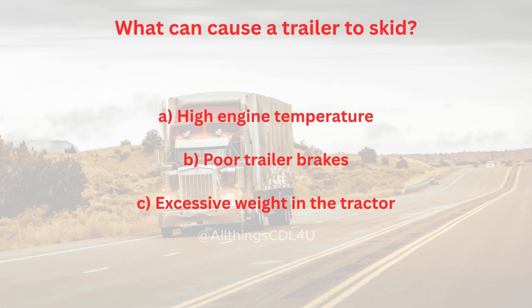What can cause a trailer to skid? A. High engine temperature. B. Poor trailer brakes. C. Excessive weight in the tractor. B. Poor trailer brakes.